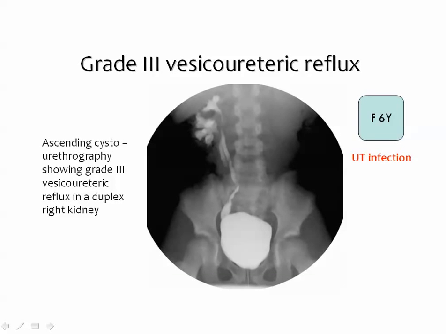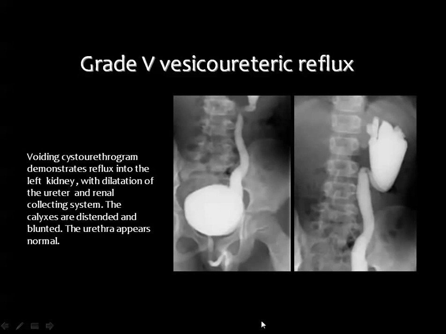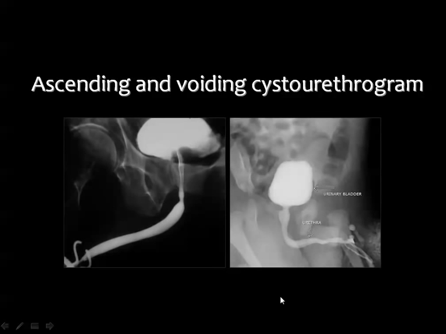Then this is grade 3 vesico-ureteric reflux. This is the urinary bladder. We inject contrast per urethra, and the contrast has ascended into the pelvicalyceal system, which is relatively dilated, diagnostic of grade 3 vesico-ureteric reflux. And this is grade 5. This is the urethra, the urinary bladder, contrast passed into the dilated ureter, dilated tortuous ureter with distended pelvicalyceal system, diagnostic of grade 5 vesico-ureteric reflux.